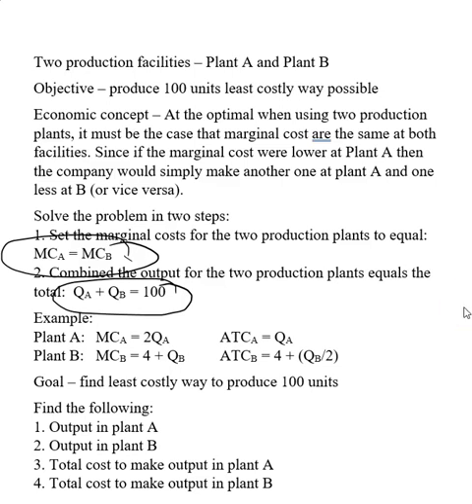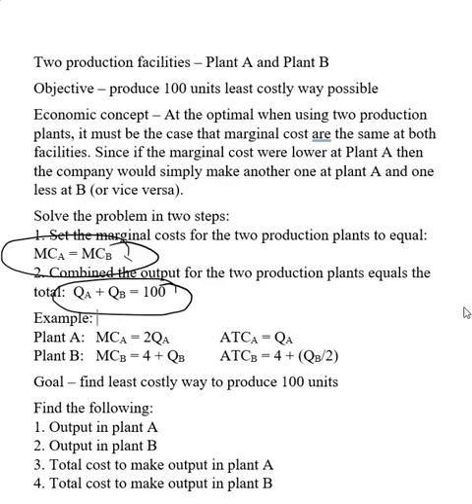So here's an example to illustrate this concept. Plant A has a marginal cost given as 2QA with average total cost of simply QA. Plant B has a marginal cost of 4 plus QB with average total cost of 4 plus QB over 2. What's the least costly way to make 100 units?